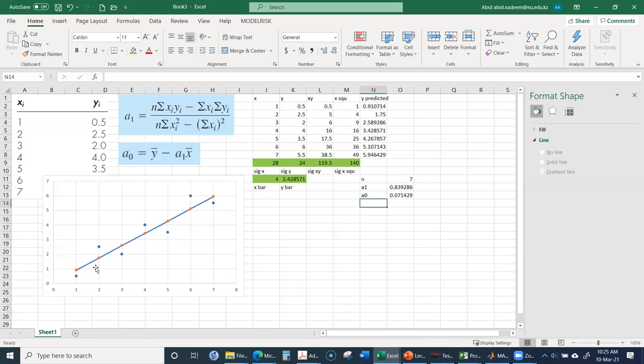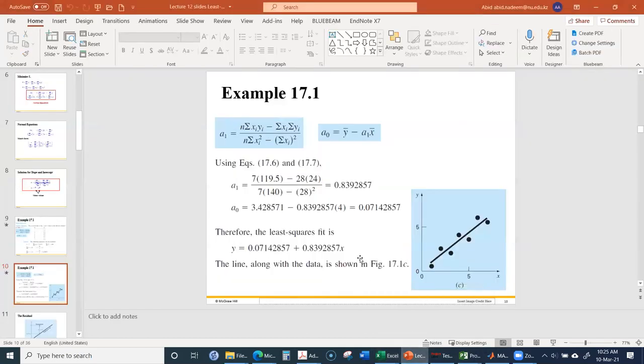Okay. So as you can see, now this line is almost equally distributed among these points, or in another way, the sum of the squares of the distances between this line and these points is the minimum in this case. Okay, so this is how we can plot a straight line as a trend of the given data. So is this clear?